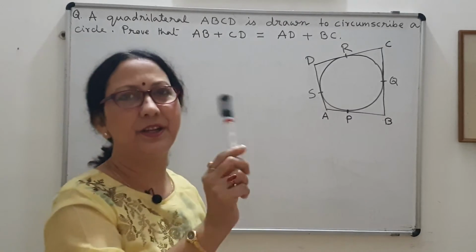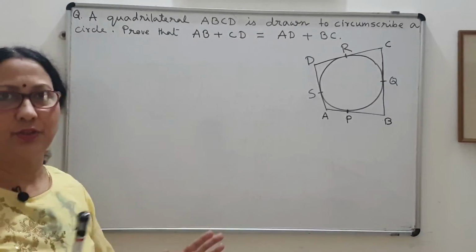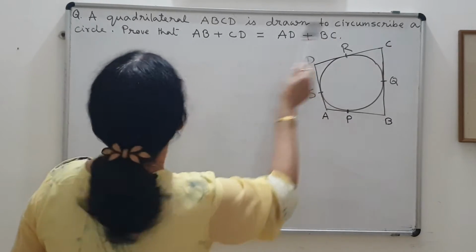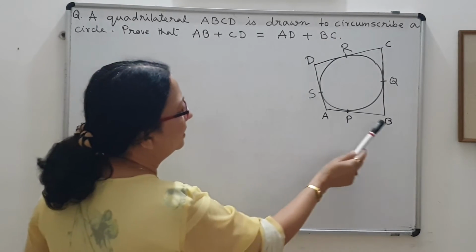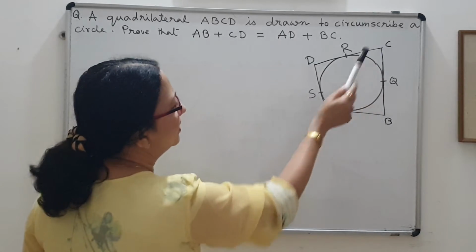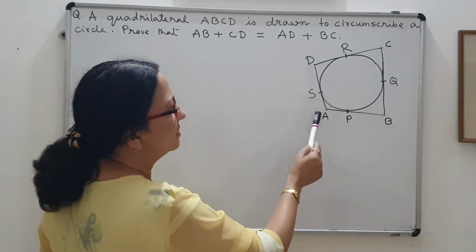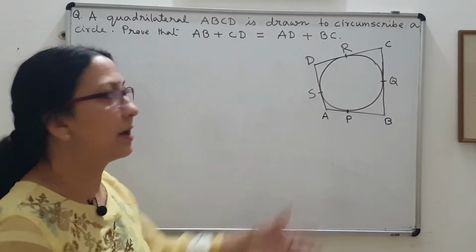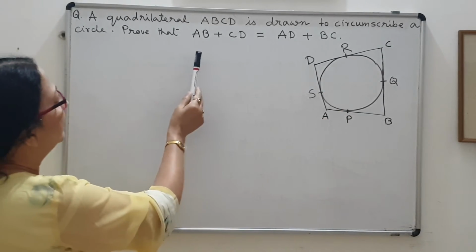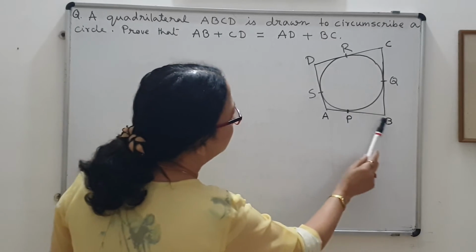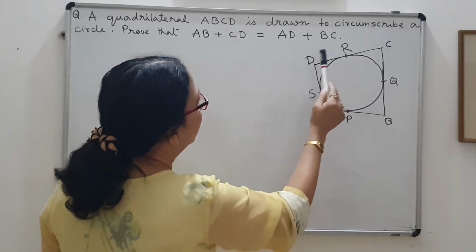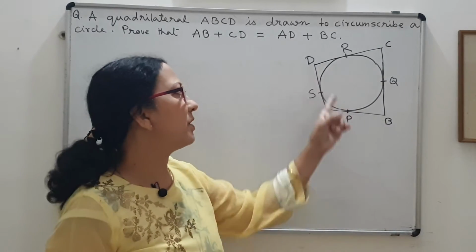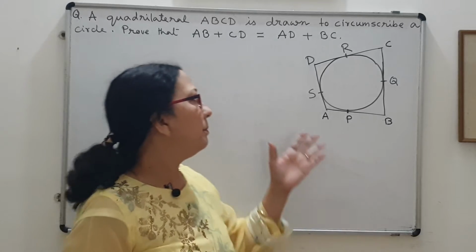Next question that I have taken is a very important question. A quadrilateral ABCD is drawn to circumscribe a circle like this. So, ABCD is the quadrilateral. It has circumscribed a circle, means the sides of the quadrilateral are touching the circle. That is the meaning of circumscribing. Prove that AB plus CD is equal to AD plus BC. That means sum of the opposite sides of the quadrilateral are equal. That is the result.